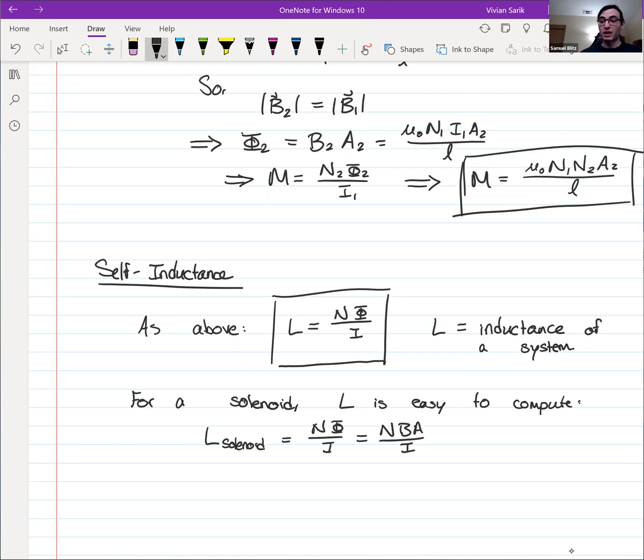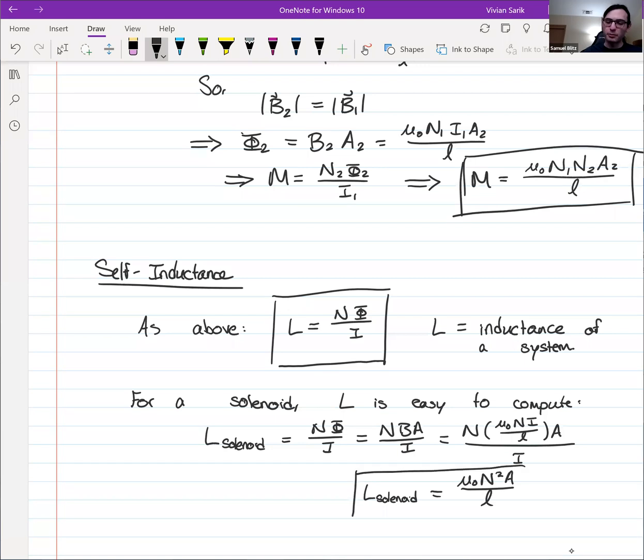Flux is just the magnetic field times the area of the solenoid. The magnetic field is mu naught N I over L, times A, divided by I. And so we're left with the inductance of a long solenoid being just mu naught N squared A divided by L, where L is the length, A is the area, and so on.